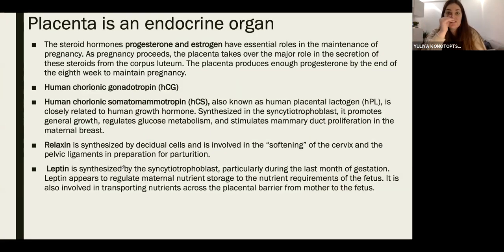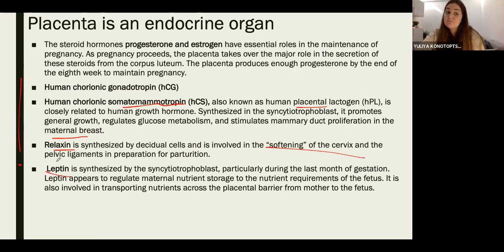Okay, so placenta is the endocrine organ. It makes some hormones. Just read it at home which hormones it makes and what do they do. But it's the same thing. HCG, HCC. This is the somatomammotropin. It's basically placental lactogen. It kind of stimulates proliferation of the mom's breast. Okay, some additional things, but that's what it does. Relaxin softens the cervix and pelvic ligaments prior to delivery.